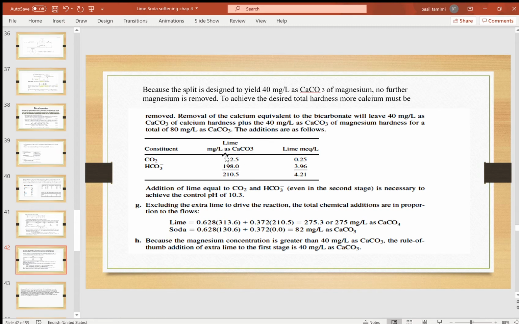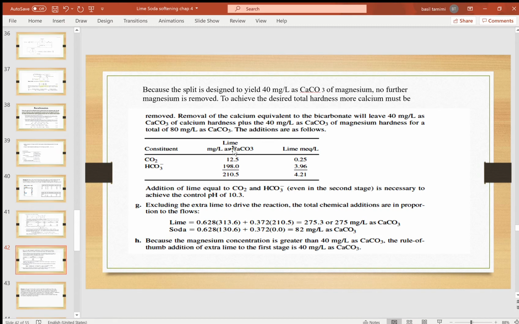All right, now what to do with the further treatment? Okay, we need lime with the same concentration of carbon dioxide. We need bicarbonate, okay, back again. The whole thing here is just to remove calcium, okay, in the second stage. So basically, we have only a calcium removal here. The remaining calcium is removed in a second stage.